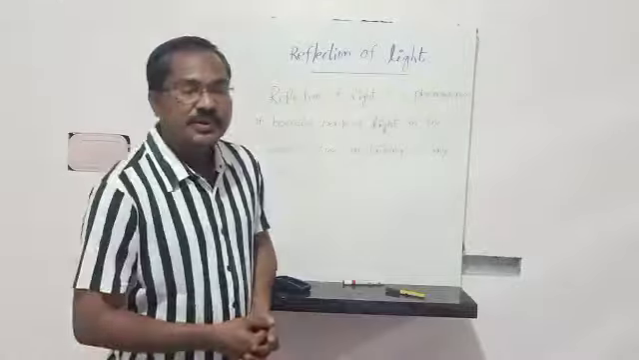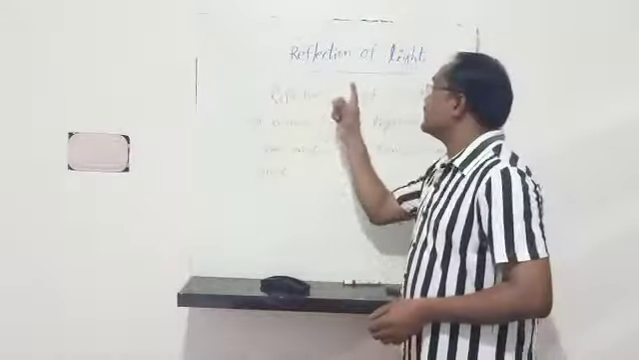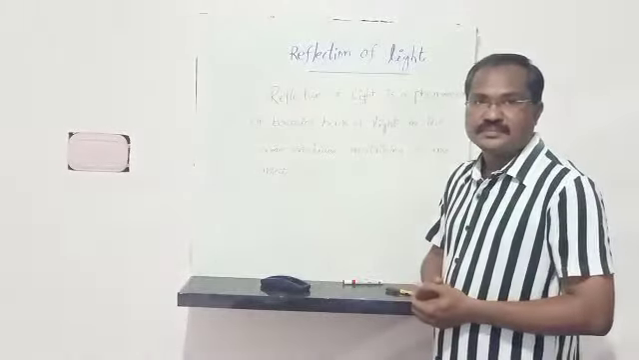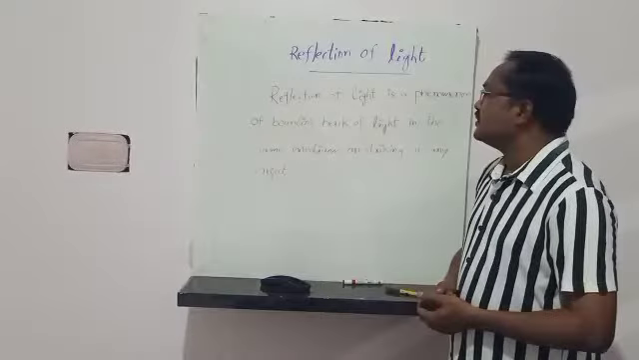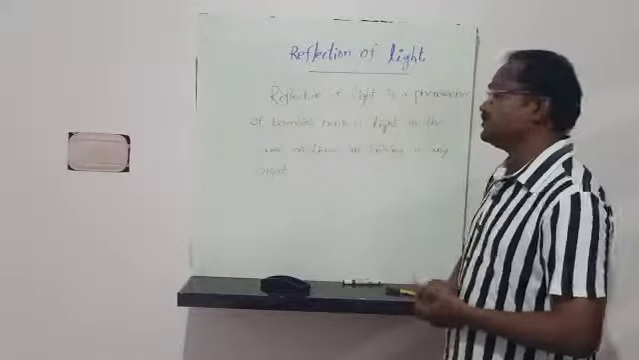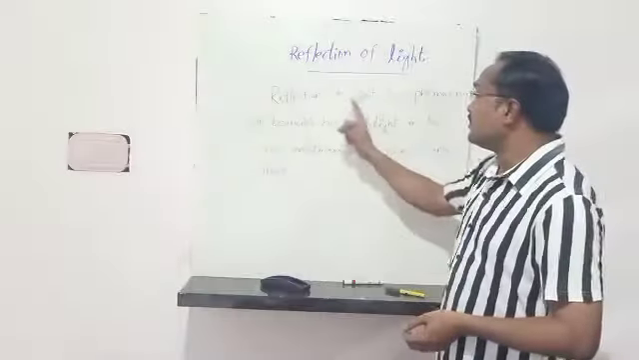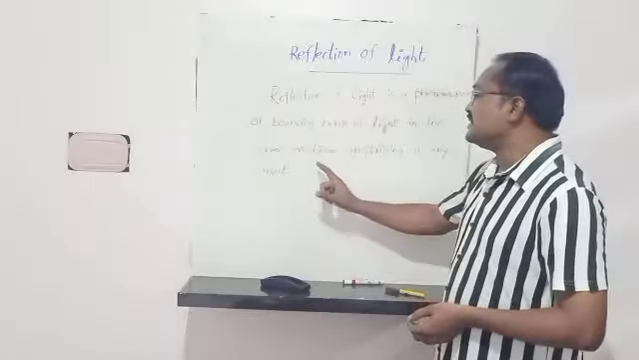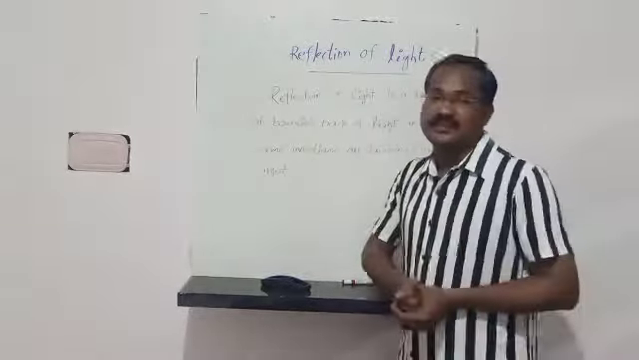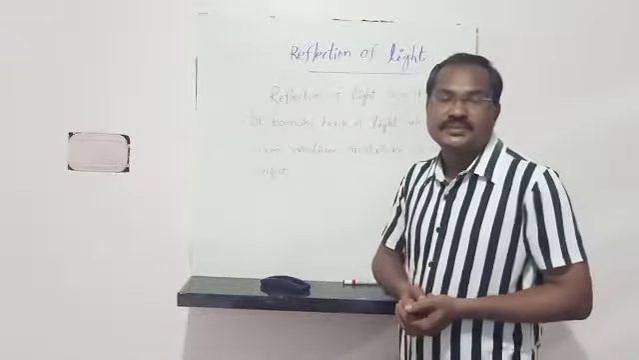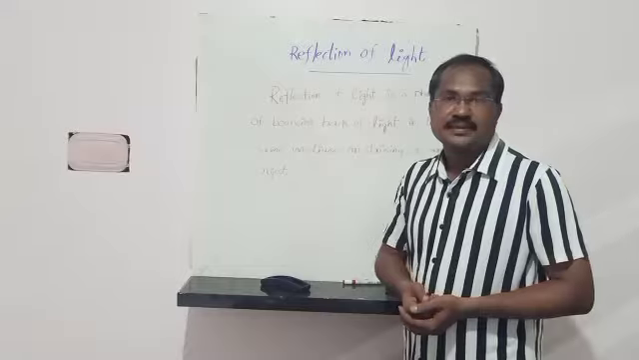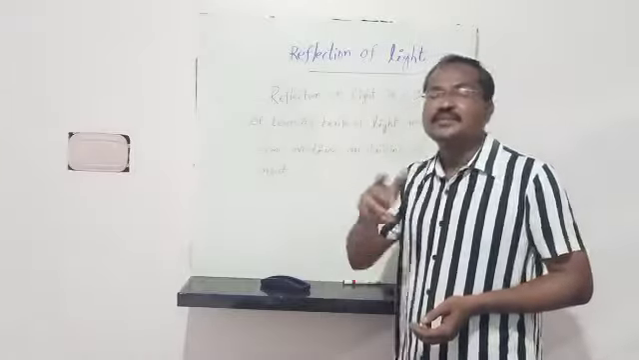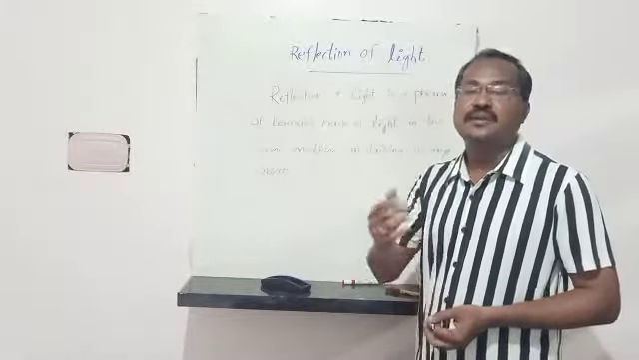Today we are going to perform an activity regarding reflection of light. Before conducting the activity, we should discuss the reflection of light. What is the reflection of light? Reflection of light is a phenomenon of bouncing back of light in the same medium on striking any object. If you have any light source sending light rays to a surface, and those light rays bounce back, this phenomenon is called reflection of light.